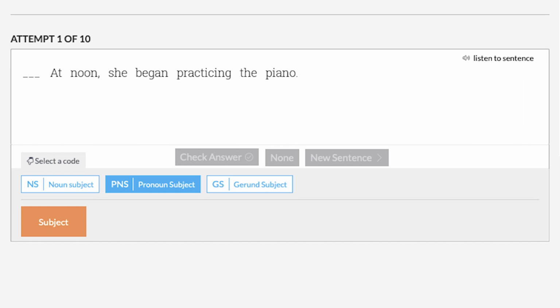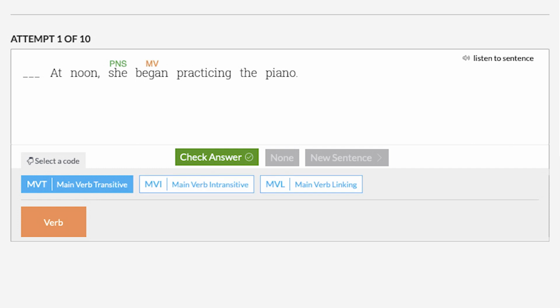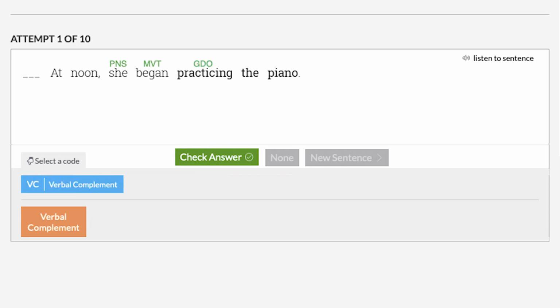An example of a gerund direct object with a gerund verbal complement. At noon she began practicing the piano. Whom are we talking about? She. She is the pronoun subject. What about she? What does she do? She began. Began is the main verb. She began what? Practicing the piano. Practicing the piano is a gerund phrase with the word practicing functioning as the gerund direct object. Practicing what? Piano. Piano is the gerund verbal complement.